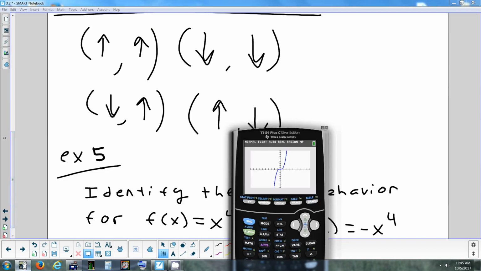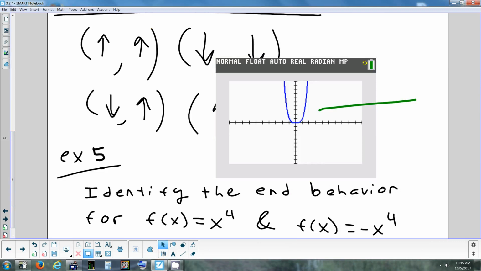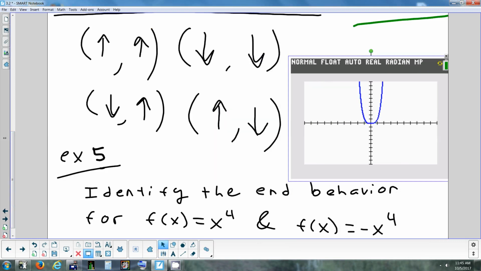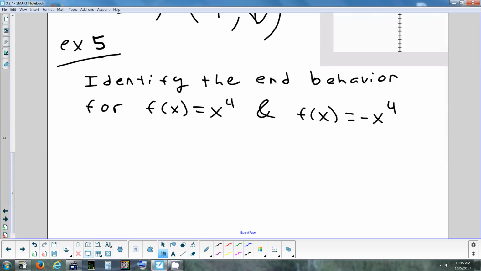Let's try this one. We just did x cubed. Let's make the exponent 1 higher. Let's do x to the 4th. Hit graph, and I want to identify the end behavior. There's my graph. How would you describe the end behavior of that using arrows? Which one is it? 2 up arrows? Yes, it's up on the left, up on the right. So end behavior, up, up.